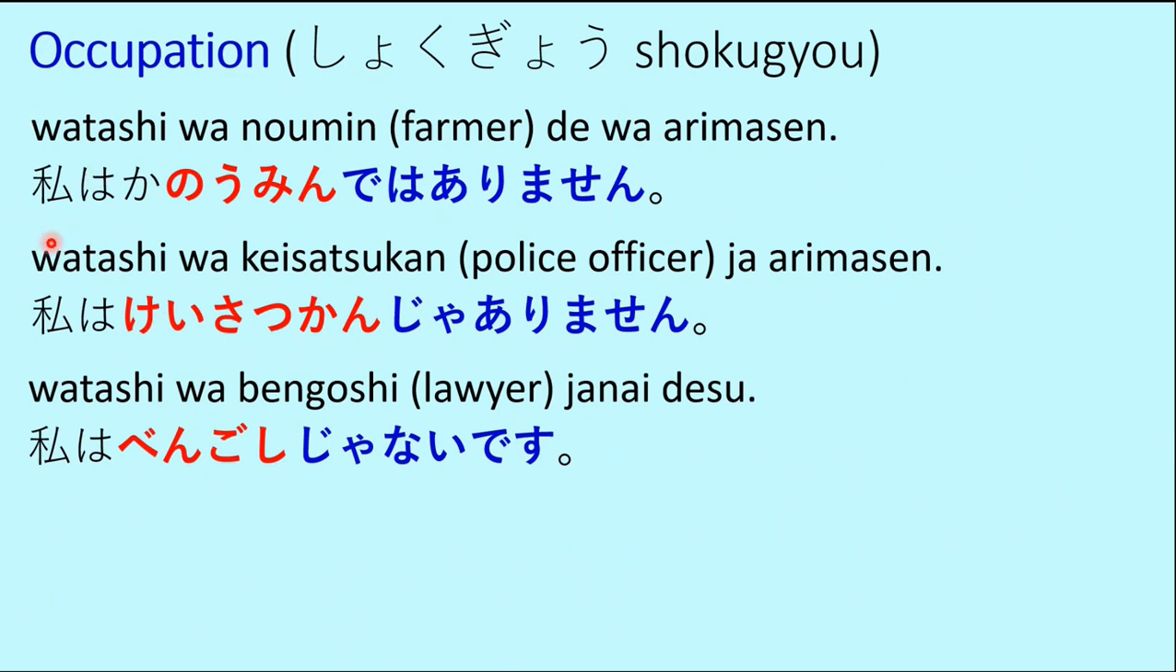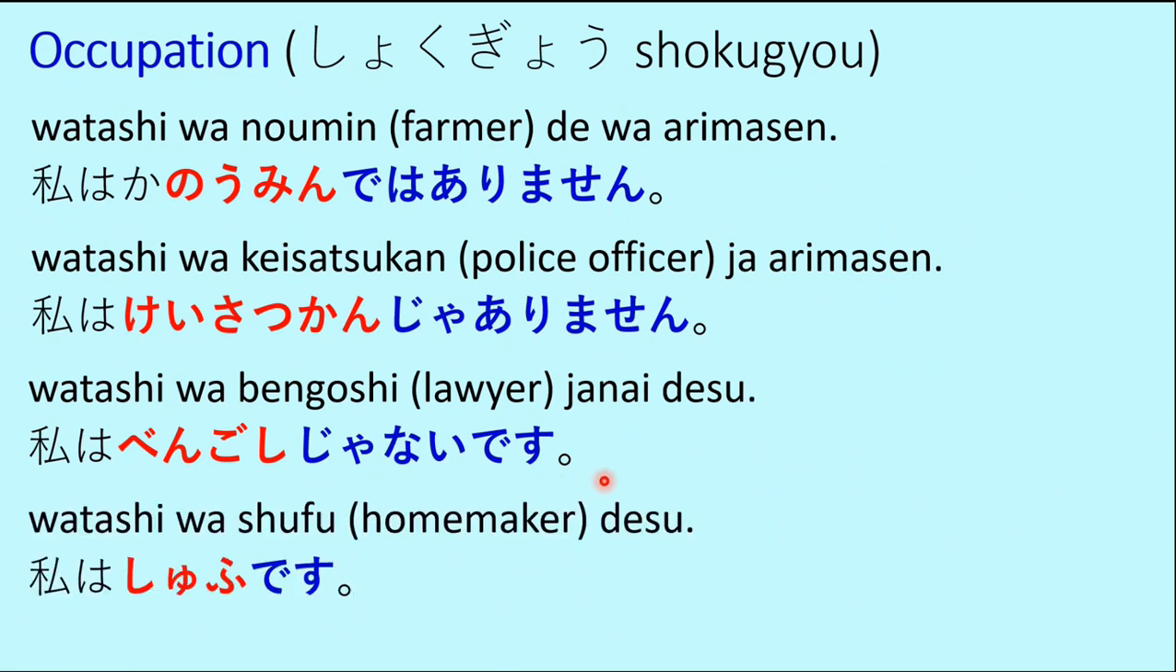So all these three sentences give almost the same meaning, that is, I am not so and so, but the difference is that the first one, dewa arimasen, is formal and polite. Ja arimasen is casual, and janai desu is also casual. And finally, watashi wa shufu desu means I am a homemaker. This is in the affirmative, whereas the first three are in the negative.